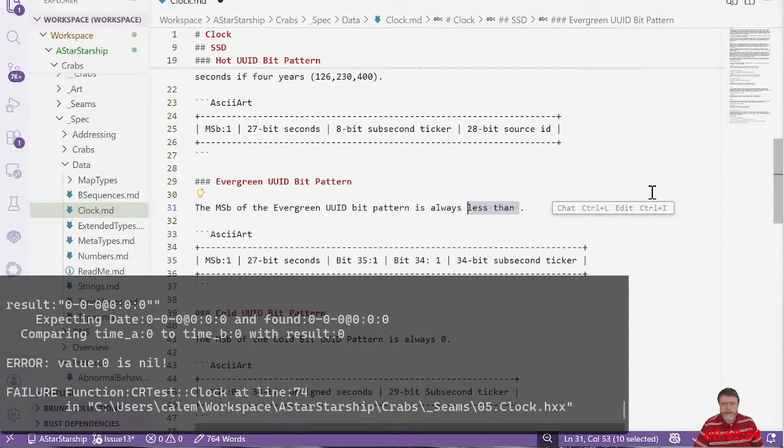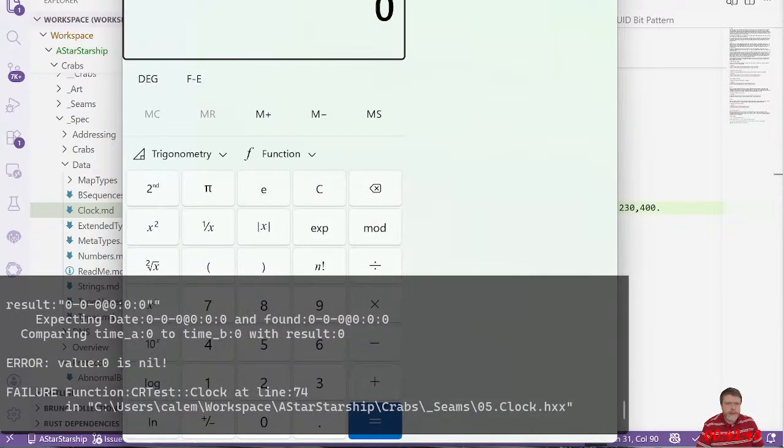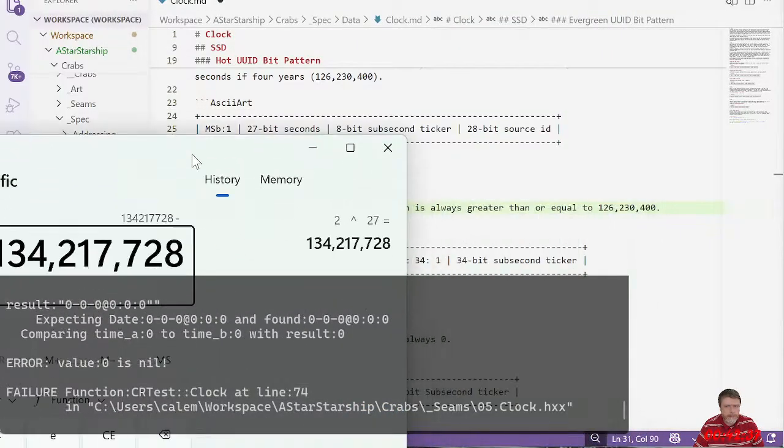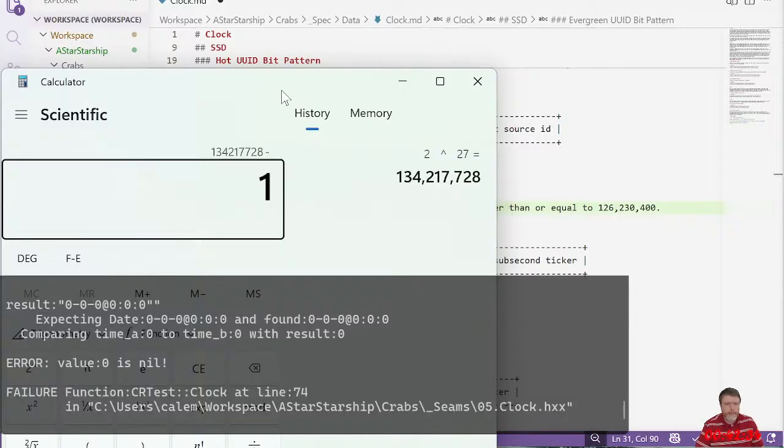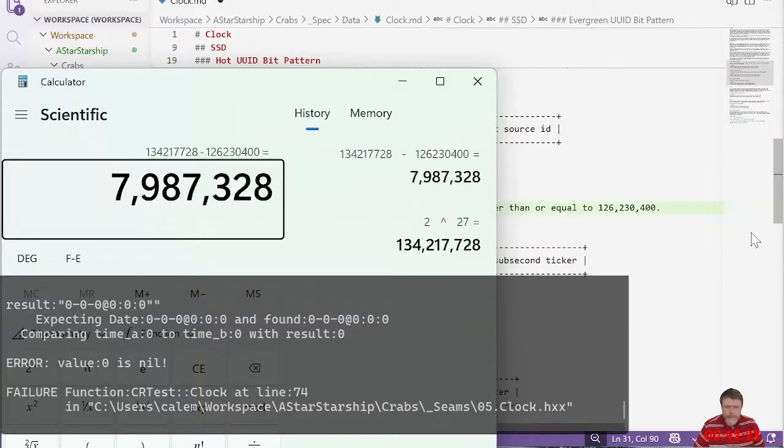Is always greater than or equal to bits. Okay, so now we need to calculate how many bits we have left. So it's 2 to the 27 minus 126,230,400. All right.